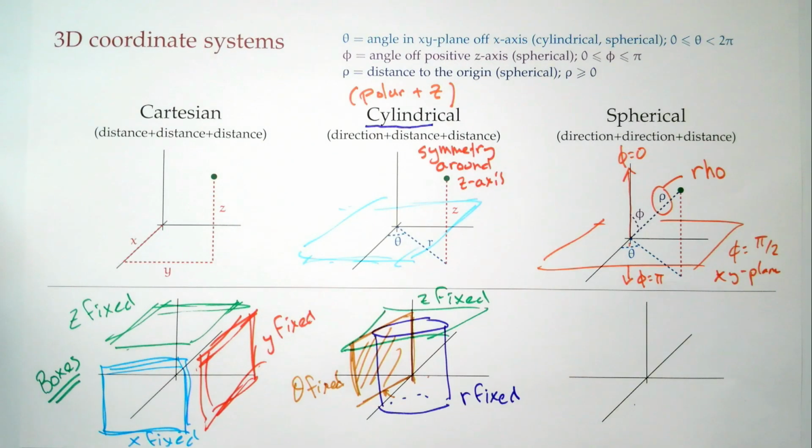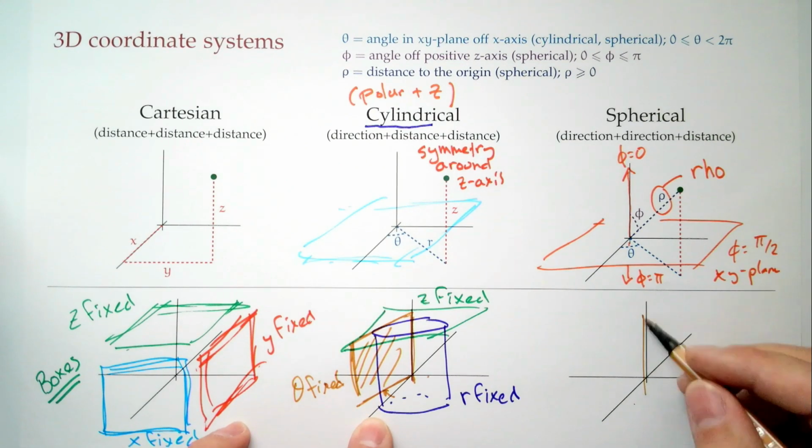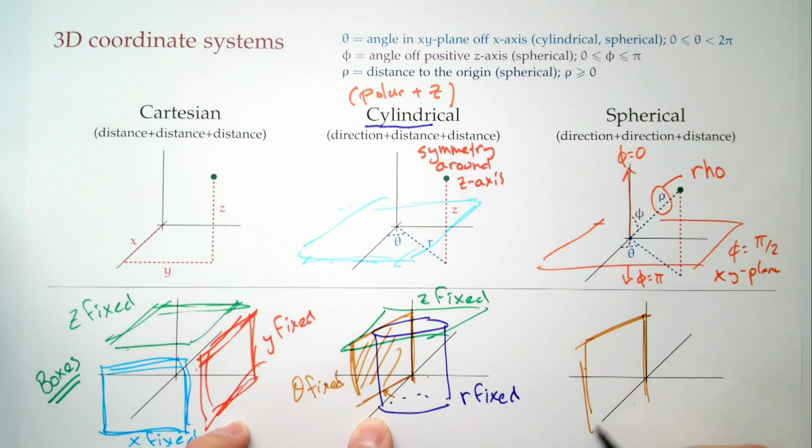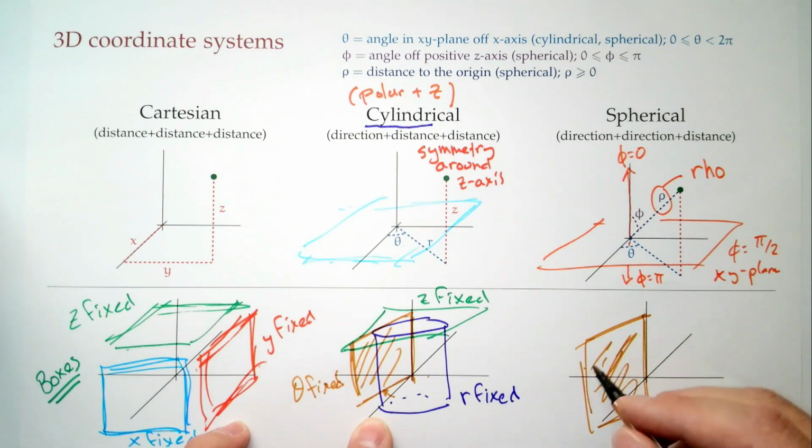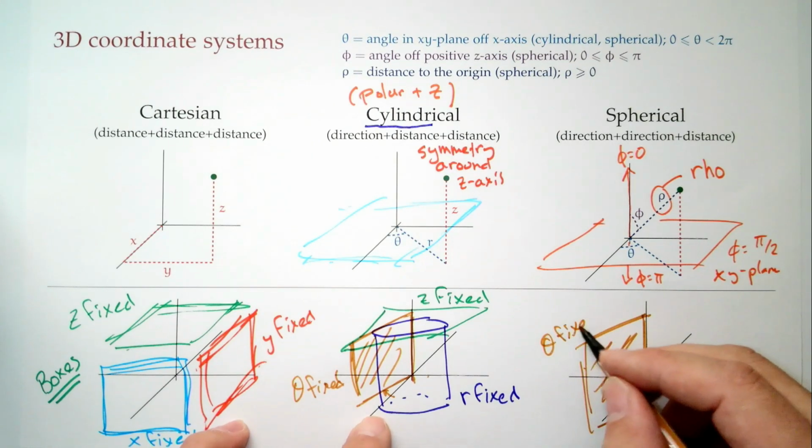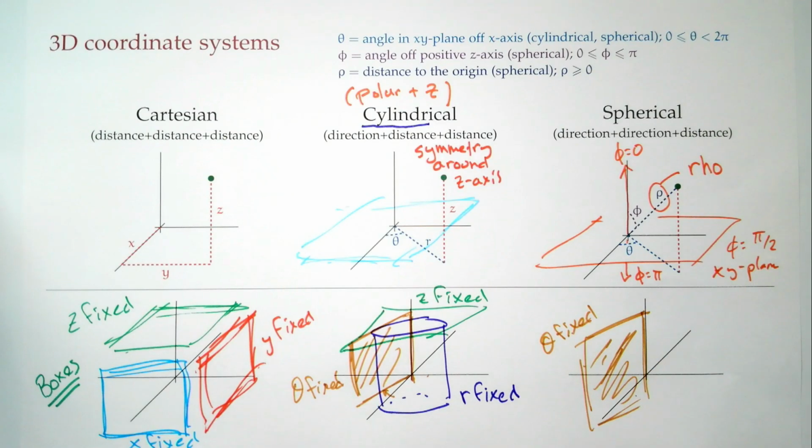Now, the good news is we actually know what happens for theta because theta is the same for both systems. So theta is this half plane. Let's talk about phi. Suppose I fix phi. Now phi is an angle, so we're talking maybe phi equals pi thirds or phi equals pi fourths. What will that look like? Well, it's a cone. Oh, you guys are fast.